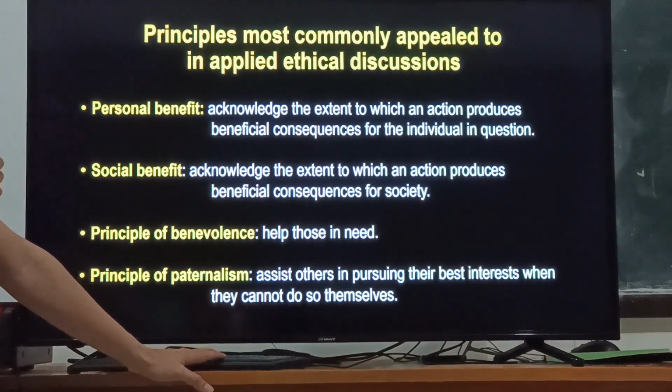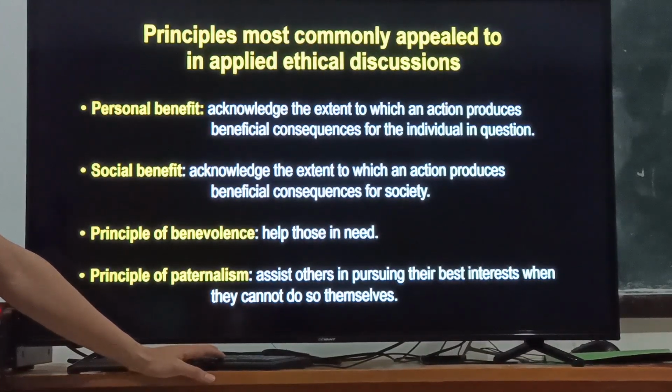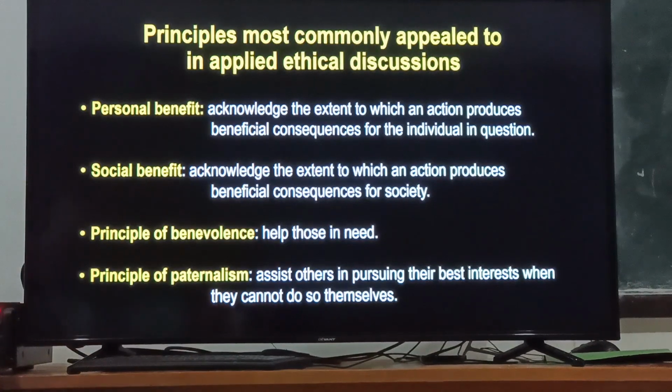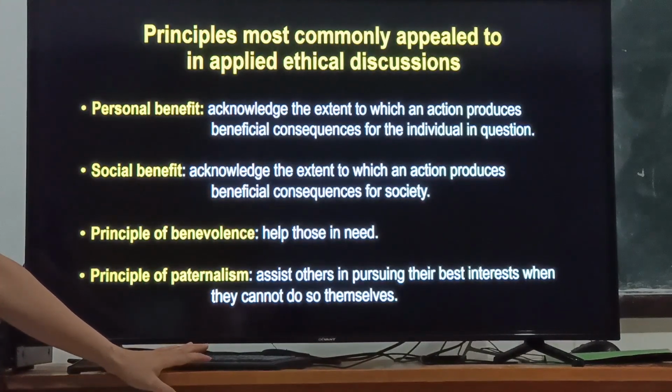Now, the principles most commonly appealed to in applied ethical discussions are the following. We have personal benefit. We acknowledge the extent to which an action produces beneficial consequences for the individual in question. And then we also have social benefit. We acknowledge the extent to which an action produces beneficial consequences for society.